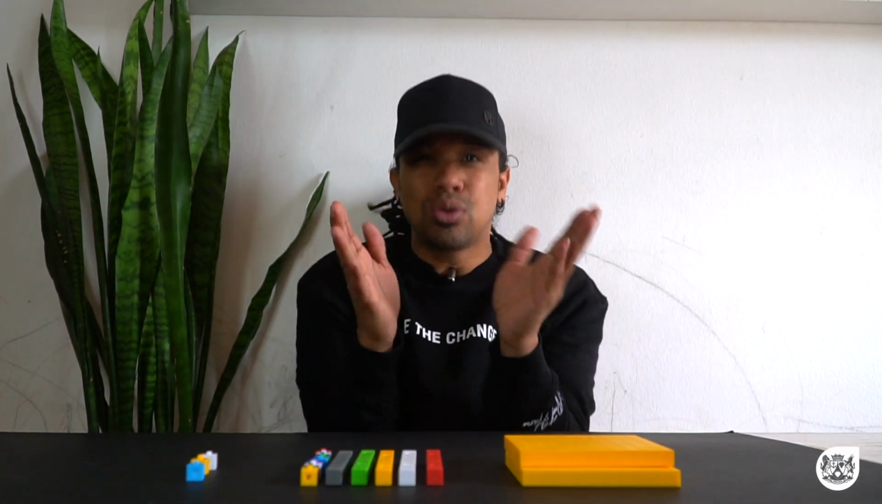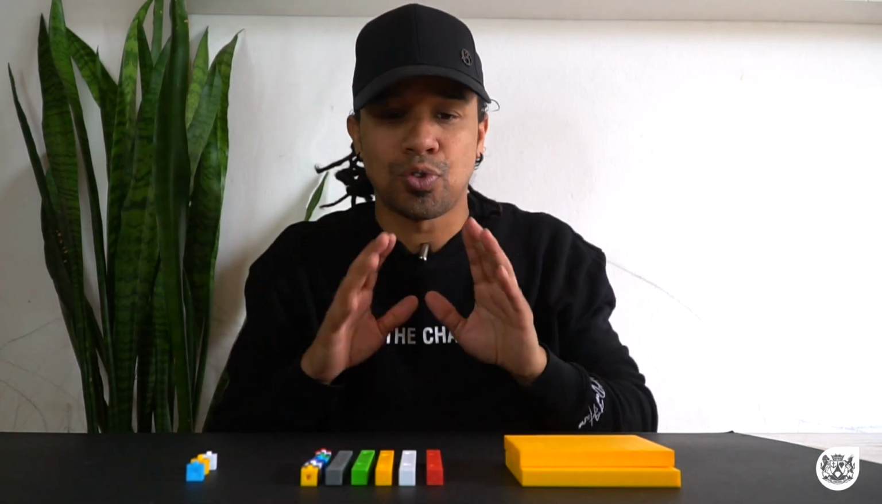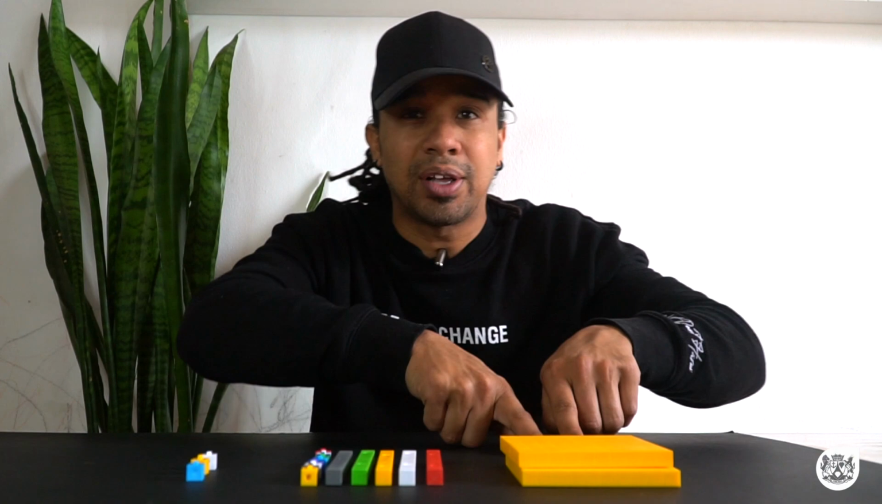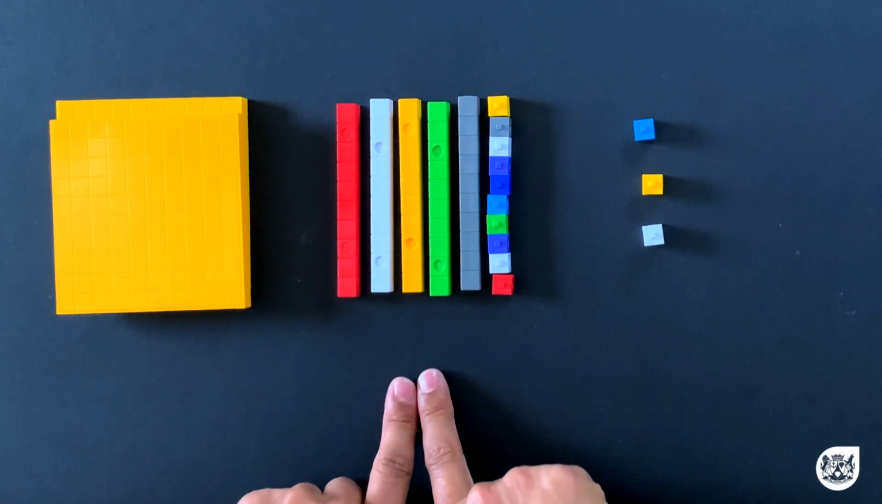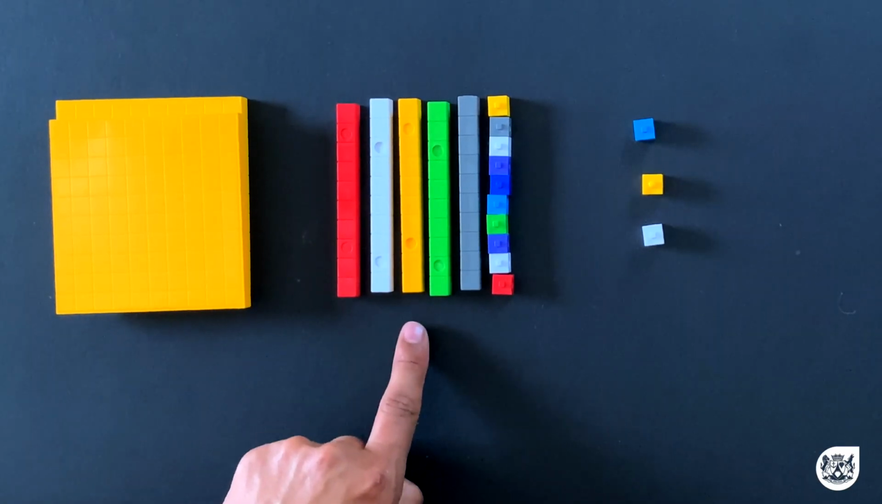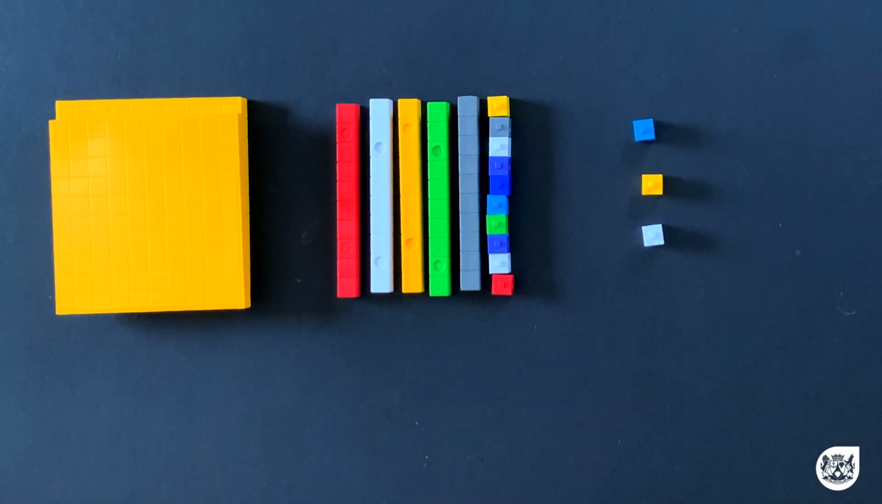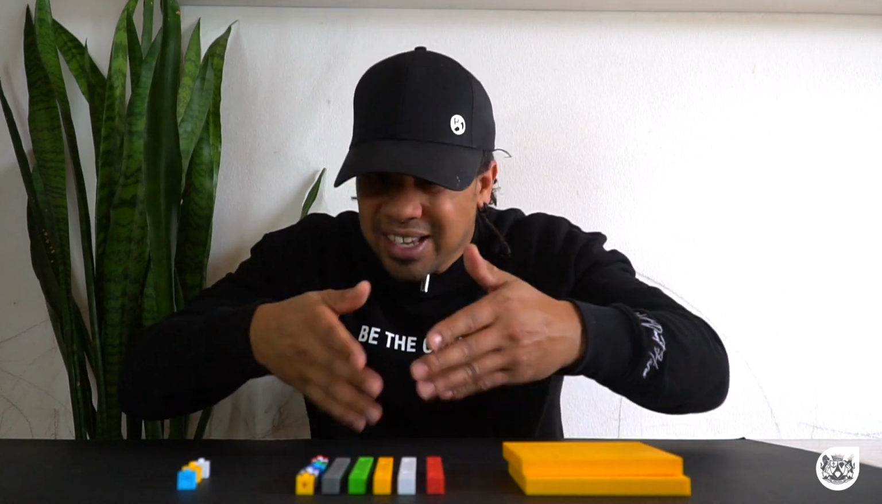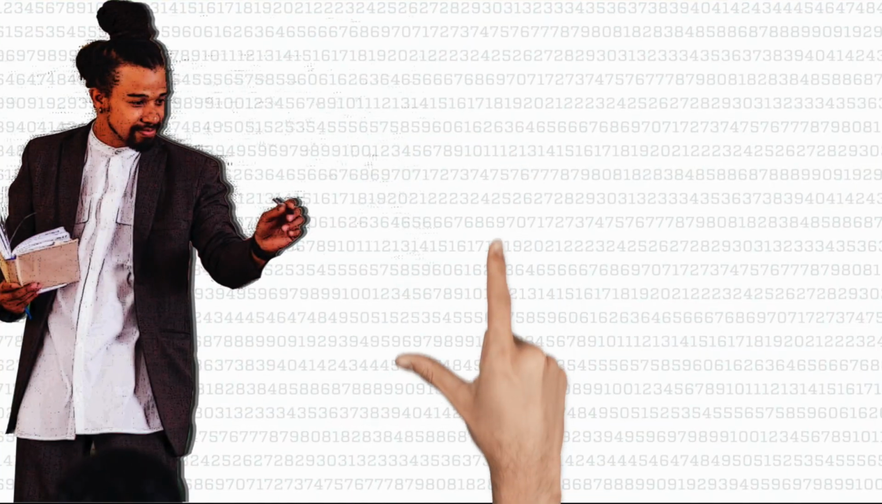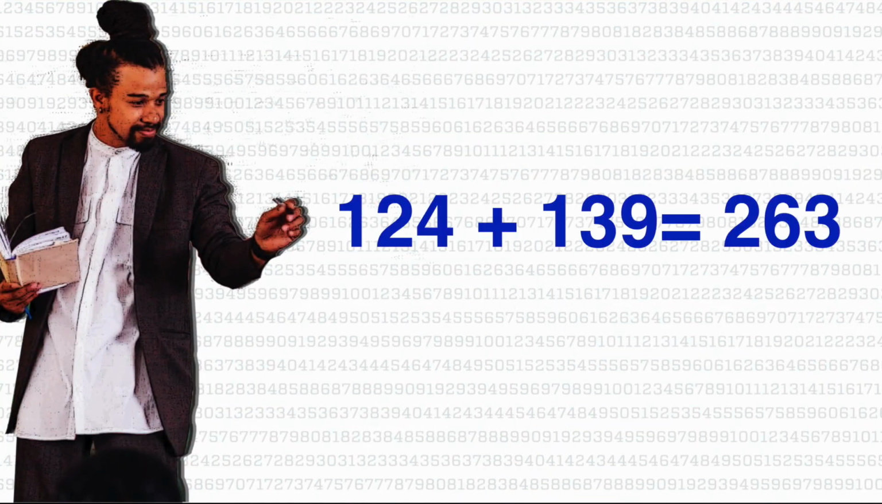So now let's look at our answer. We've got two 100s, which is 200. How many groups of 10 do we have? We have 1, 2, 3, 4, 5, 6. And this gives us 60. 6 groups of 10, which is 6 tens rods, will give us 60. And now we've got 3 ones. So our final answer is 263. There we go.